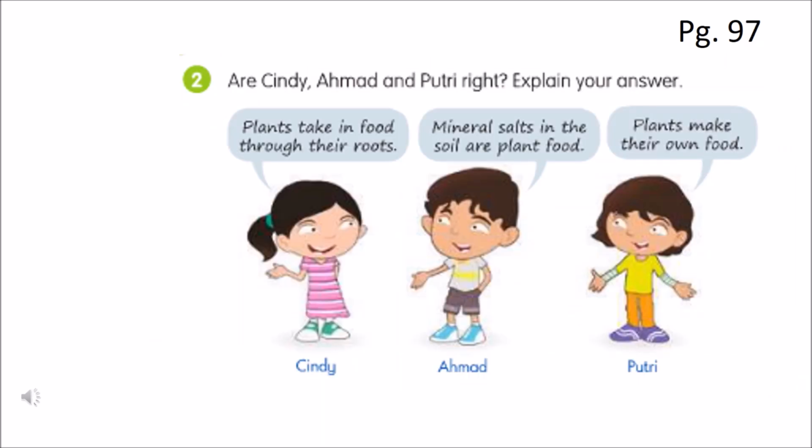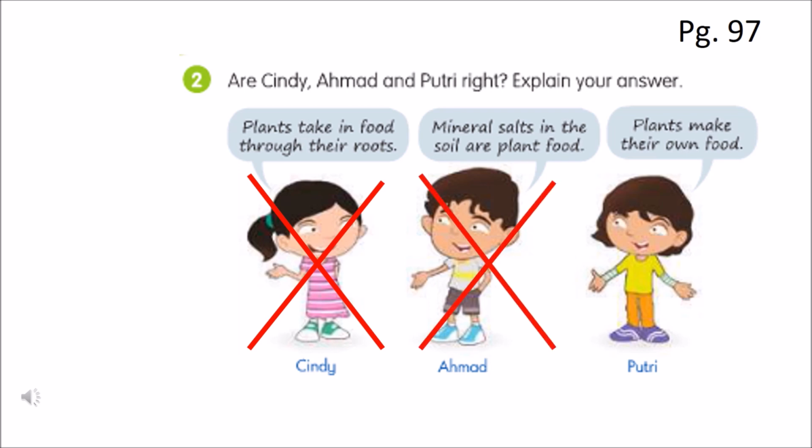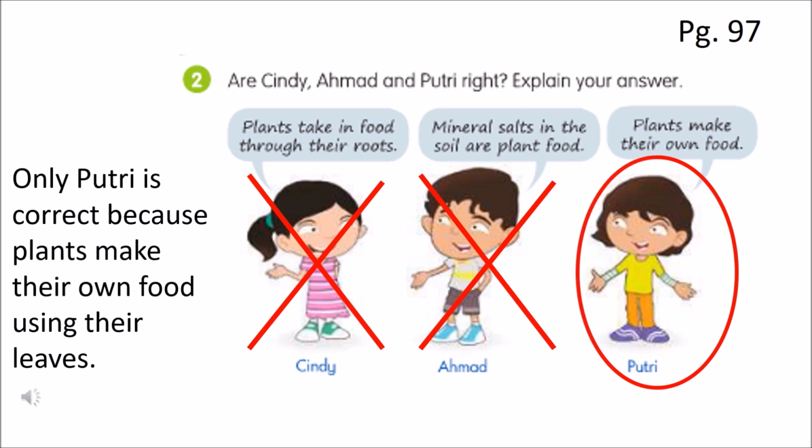So, who's correct? Cindy says plants take in food through their roots. No, this is not correct. What do they take in through the roots? They take in water and minerals. Ahmed says mineral salts in the soil are plant food. Do plants need food or do they make it by themselves? Putri, I think, is correct. Plants make their own food using their leaves.